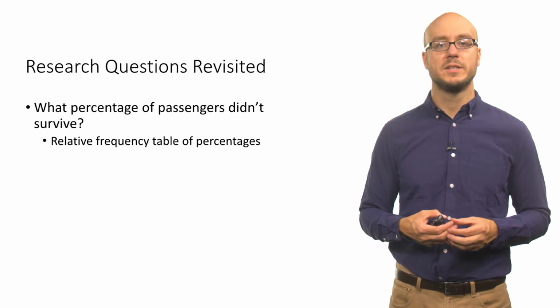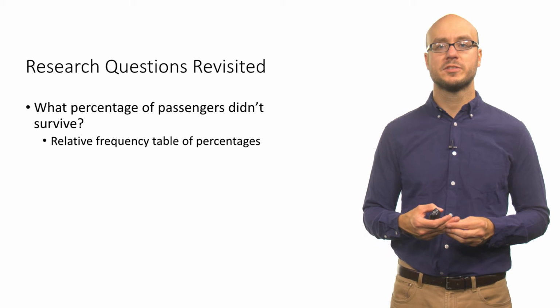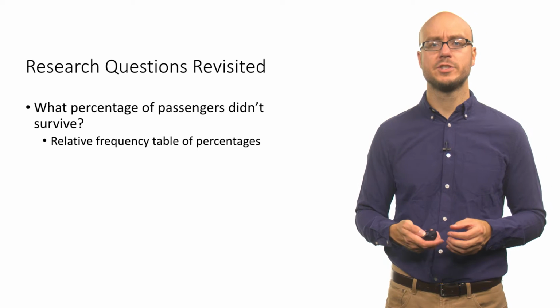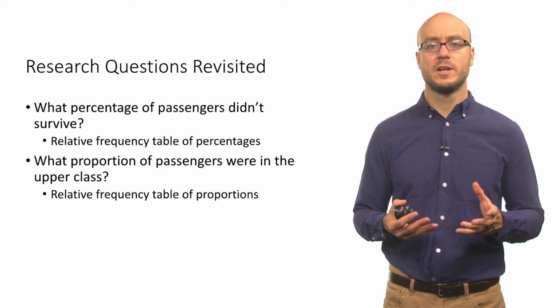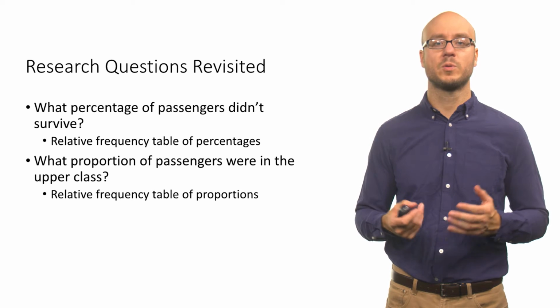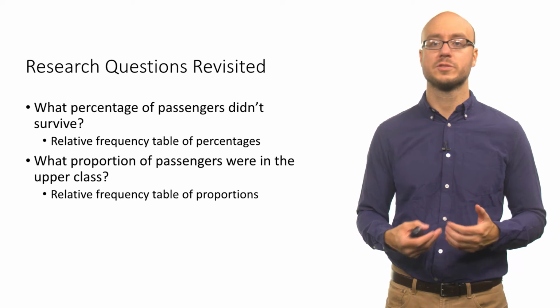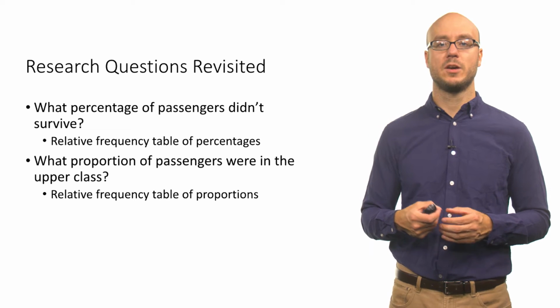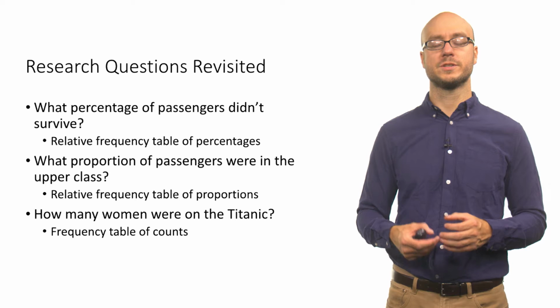So let's examine our research questions in the context of creating these relative frequency tables. You might say, what percentage of passengers didn't survive? So you could just create a relative frequency table of percentages. In terms of the question, what proportion of passengers were in the upper class? You could, for example, create a relative frequency table of proportions, or maybe you want percentages if you want to display that to an audience who might understand percentages more than proportions.